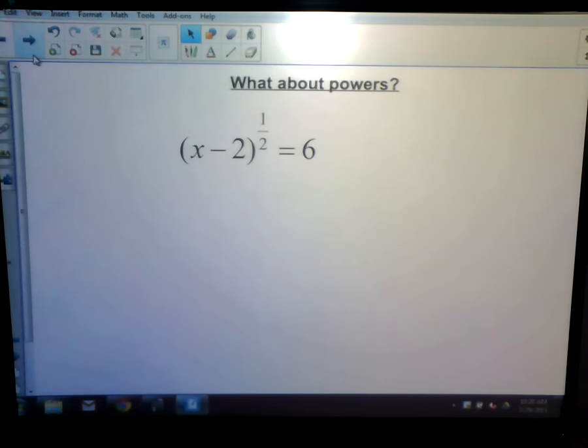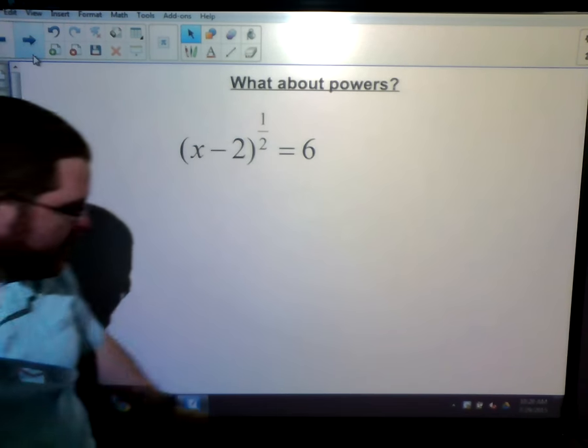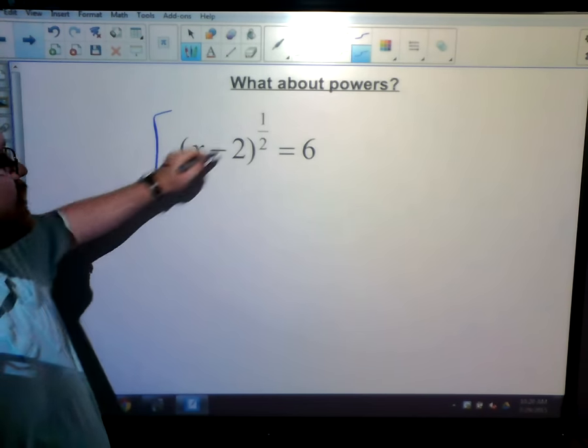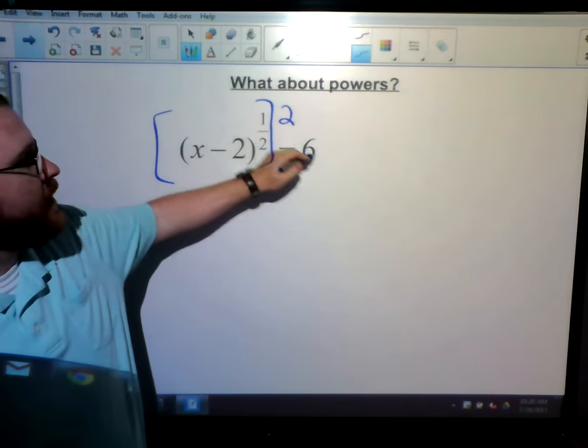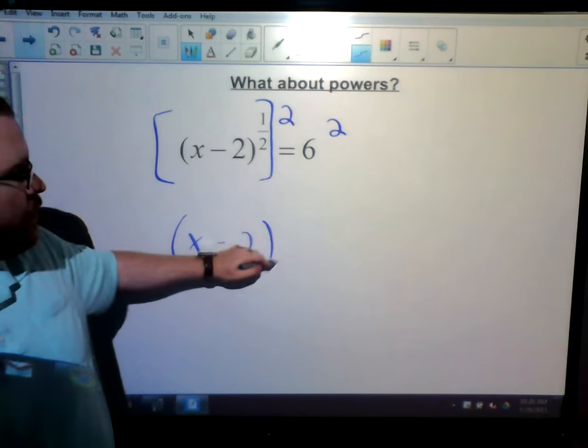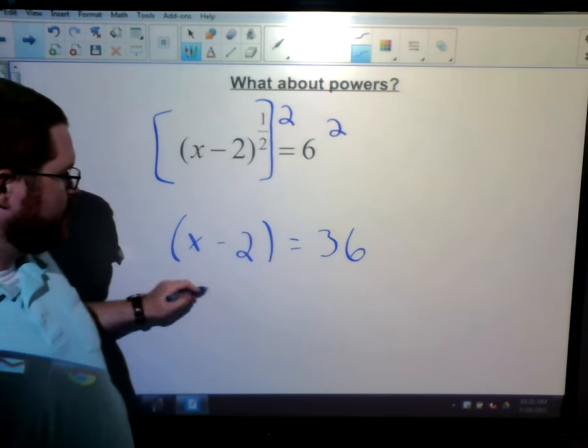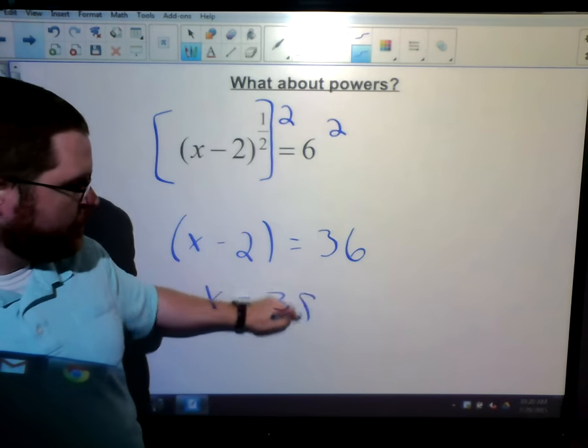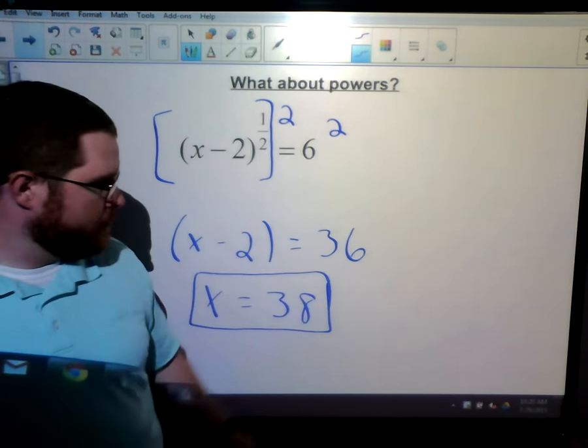What about powers? Well, these work the same way. What power will cancel out a 1/2 power? A second power. The powers cancel. x minus 2 equals 36. x equals 38. That's pretty easy.